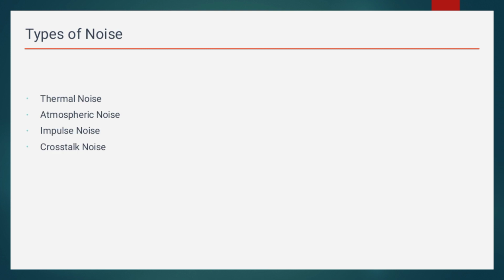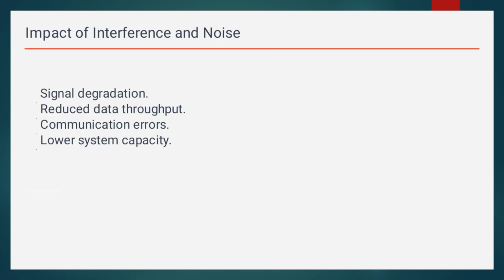Next slide is types of noise. How many types of noise are there? We have thermal noise, atmospheric noise, impulse noise, and crosstalk noise. Now let us go through the impact. What is the impact of interference and noise that we have to remove from the communication system to maintain sustained communication? Signal degradation, and second, reduced data throughput, communication errors that we face, and lower system capacity. The capacity of the system becomes lower because of interference and noise.